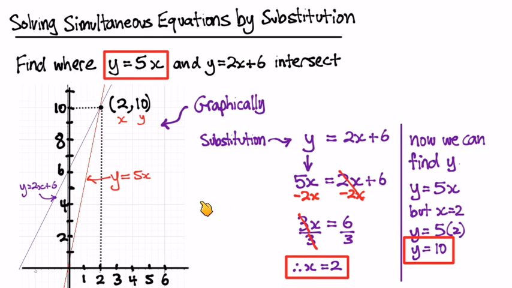And have a look. Ta-da! They actually are the same values as we got up here. x equals 2, y equals 10. So, yep, very happy. We've solved it correctly. And we say the solution of those two simultaneous equations is 2, 10.